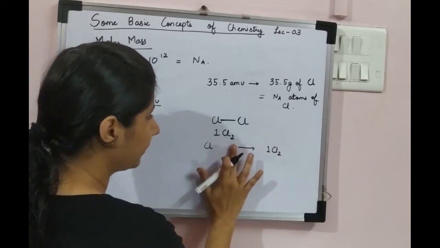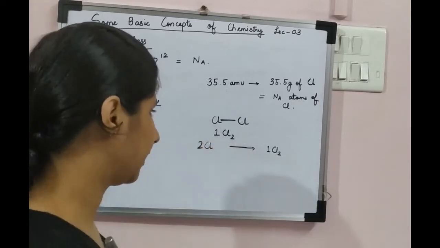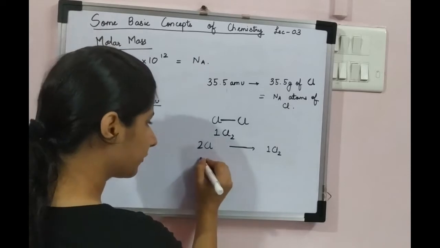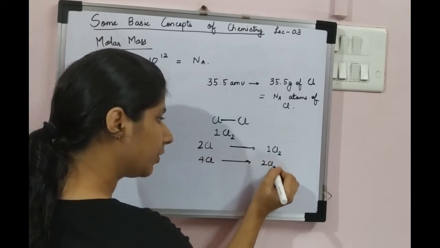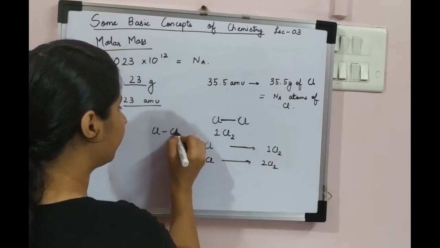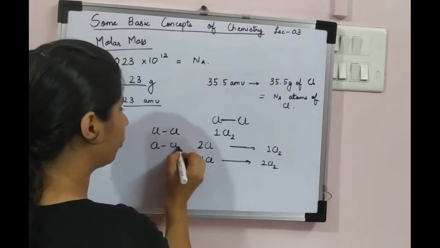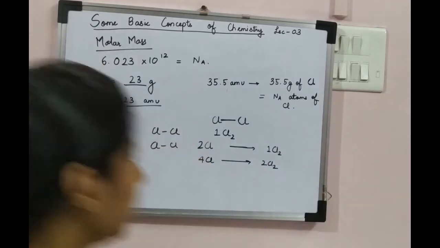So I can write this as 2Cl giving me 1 Cl2. Now suppose I take 4Cl, what will that give me? That will give me 2Cl2, because out of the 4 chlorine atoms, there will be 2 such chlorine molecules which would be formed, and therefore I'll get 2 chlorine molecules, right?